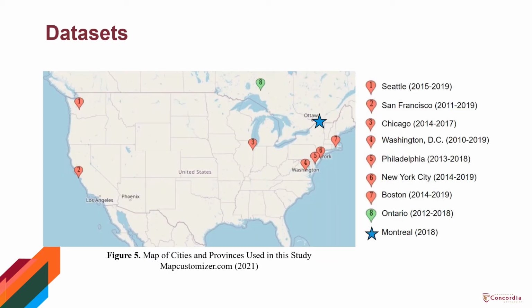To address Objectives 1 and 2, we obtained building energy use data from 7 cities in the US and Ontario for at least 4 years per location, with Year 1 being the first year of energy benchmarking. For Objective 3, a sample set of buildings in Montreal was obtained.